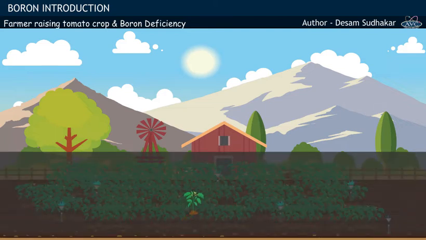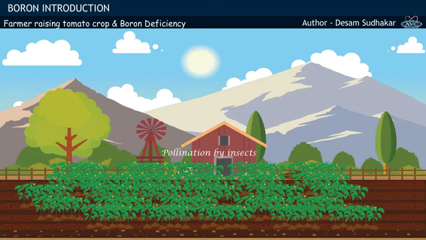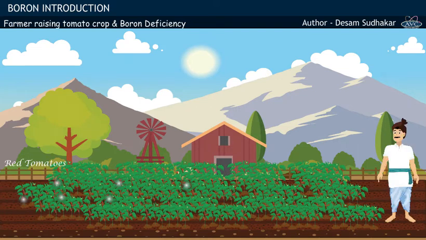In quick time, tomato plant bears flowers, which on pollination by insects and wind turns into fruits as red tomatoes. By seeing tomatoes, Ramu gets excited and expects a good yield.